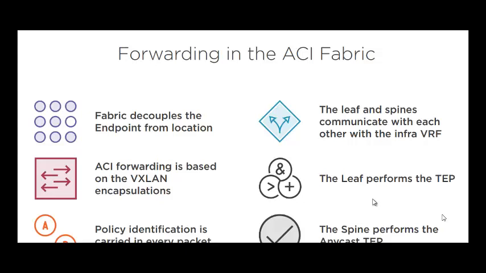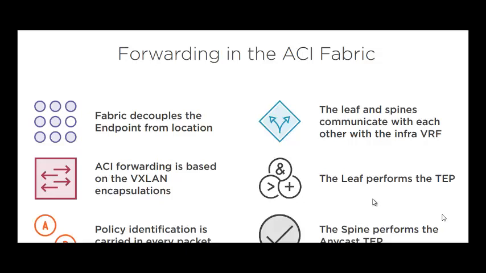So it is bound to the location, the port number, the physical port ID, interface ID, and many more things. That is how the traditional network does. But ACI is not like that. ACI first decouples it.